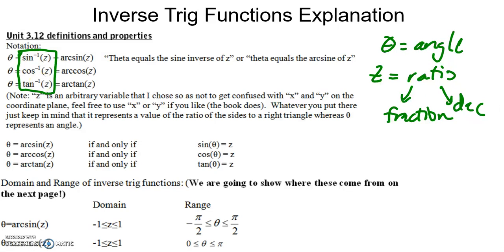Now to the new symbolism, this arc business. We have arc sine of z, arc cosine of z, and arc tangent of z. The arcs that are circled in red mean the same thing as the symbolism in green. So if you say find the inverse of sine, another way to symbolize that is arc sine.